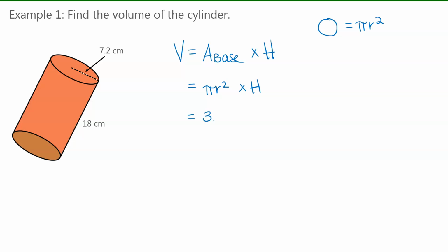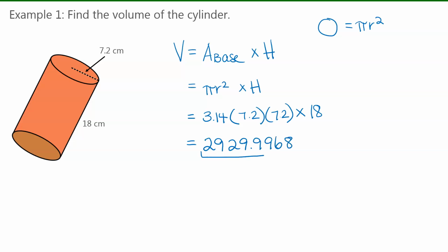So pi again we'll say is 3.14. The radius in this case, which is half the distance across the circle, is 7.2. Squared means multiplied by 7.2 again, and then multiplied by the overall height of the figure, which in this case is 18. So when I multiply those numbers together, I get 2,929.9968. So I'm just going to round that off to one decimal place, which means this 9 will make this one go up, and this 9 will make this one go up. So it actually works out to be 2,930, and this is centimeters cubed, because volume is always in cubic units.